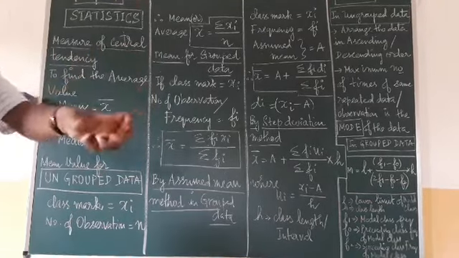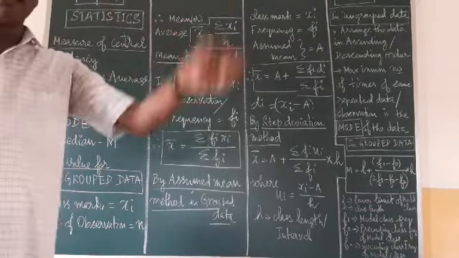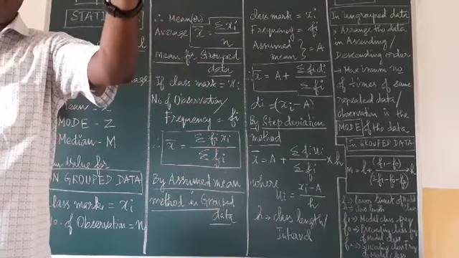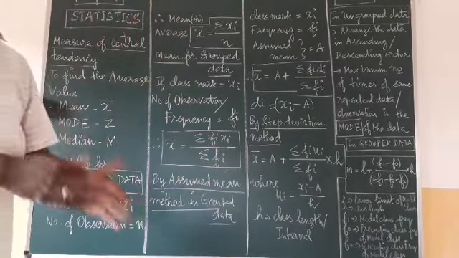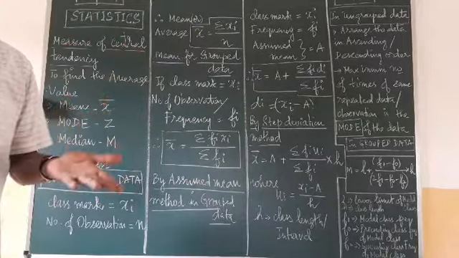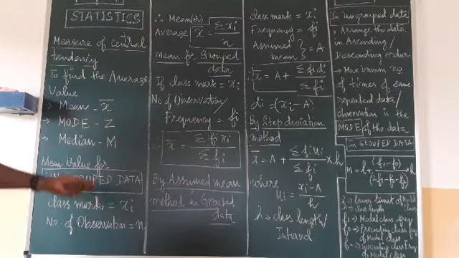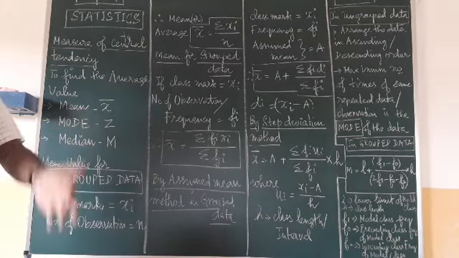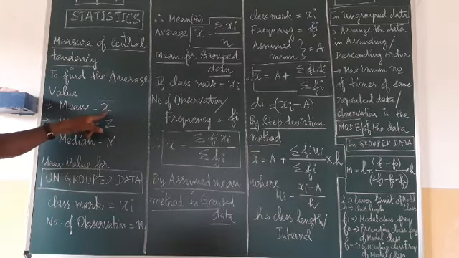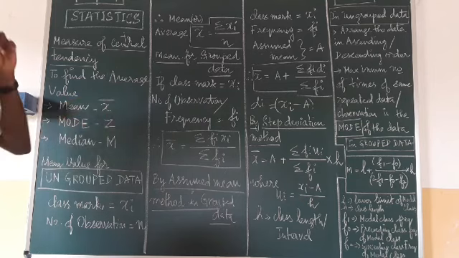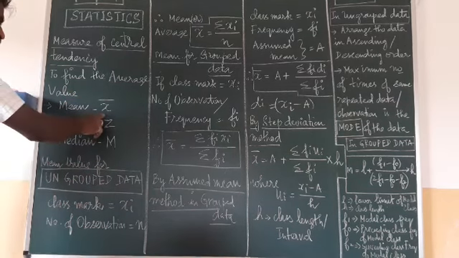If the data is small and given as single digits, you can add all the data and divide by the number of observations or number of data. It will give you the average, that is the mean value. First we will talk about the mean. Mean means average, and it is denoted by x bar. That is the mean symbol.